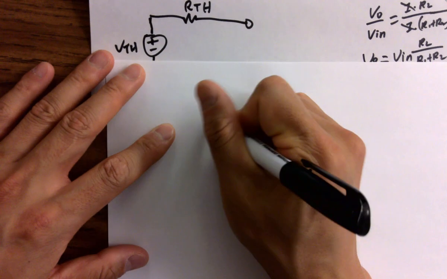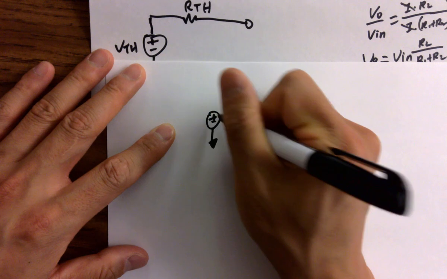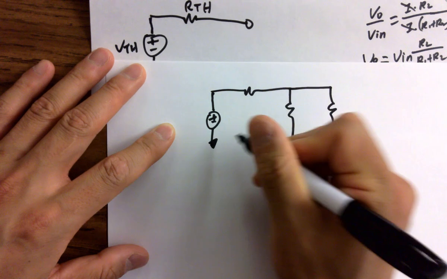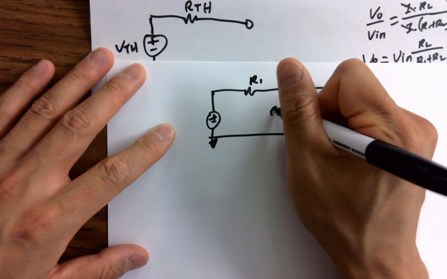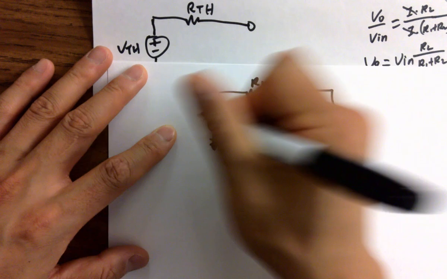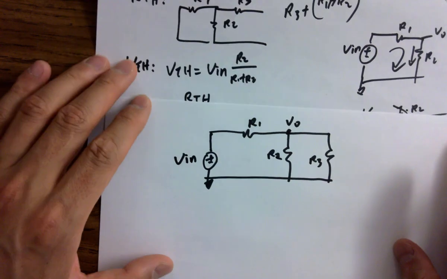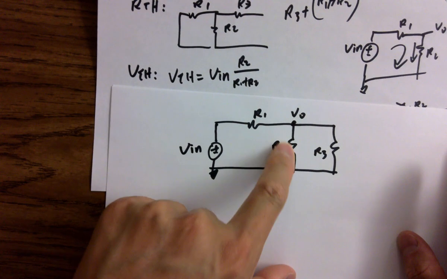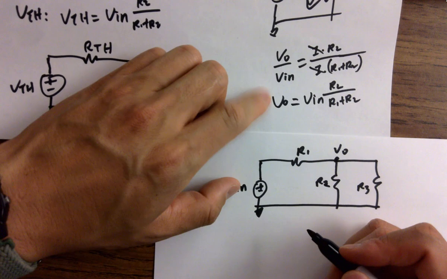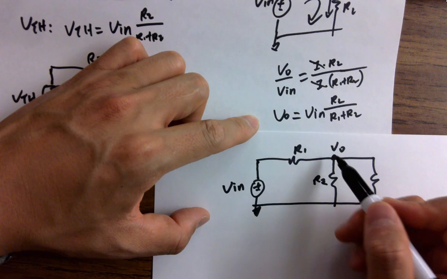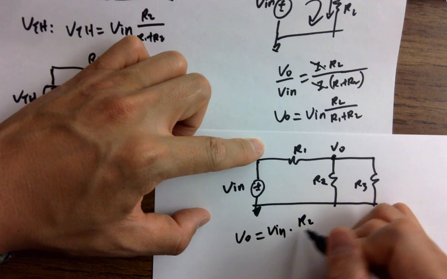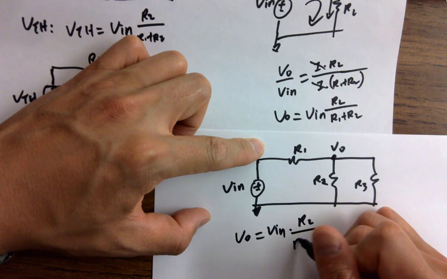Very quick question for you guys. R1, R2, R3. What's the voltage here? Can we use the voltage divider theory? Everything is dividing. R2 is dividing. So we can easily apply this equation. So VL equals what? Vin times R2 over R1 plus R2, right? Because it's a drop here.